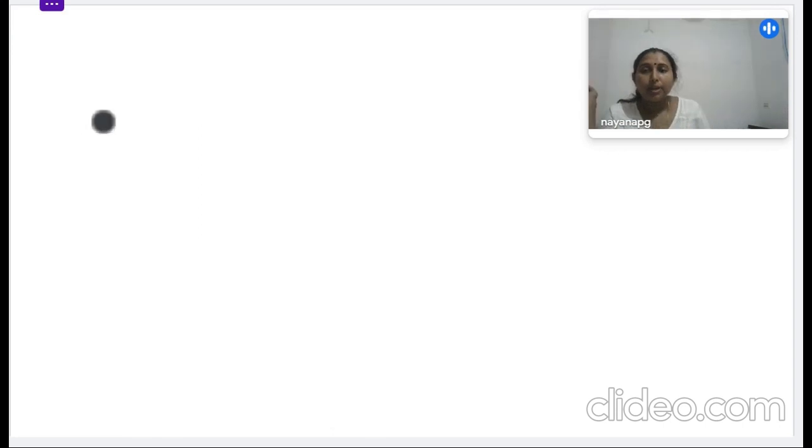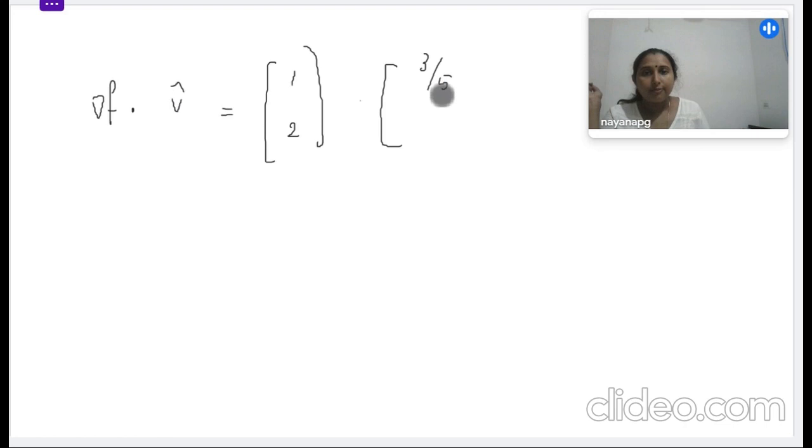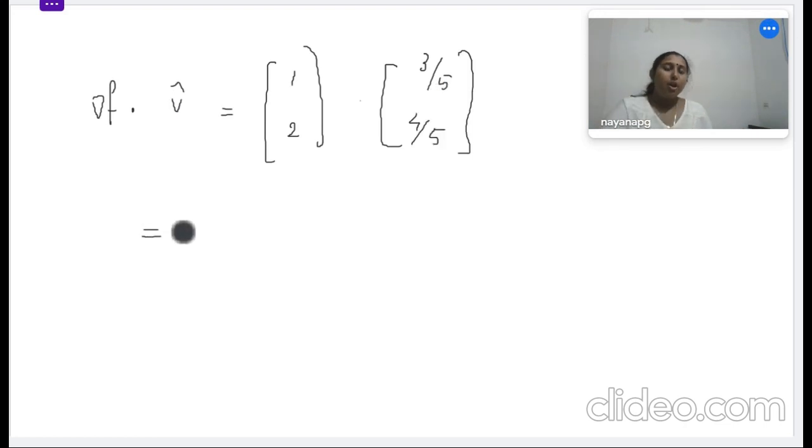So the gradient vector dotted with the unit vector of v: the gradient vector we obtained is (1, 2), and we dot product it with (3/5, 4/5). 1 multiplied by 3/5 gives 3/5 itself, and we add it to 2 times 4/5, that is 8/5, and the answer is 13/5.